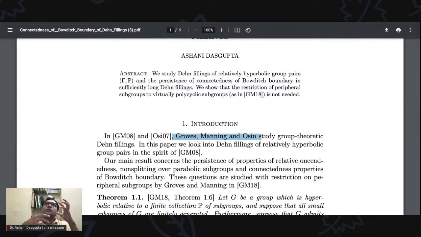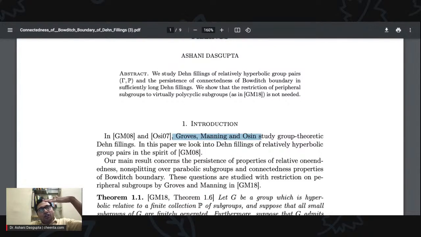In principle, what happens is you quotient out some of those peripheral subgroups and you reduce the complexity. Then you study the boundary of the Dehn fillings. So you had the boundary of the original group pair G and a collection of subgroups of G, P1, P2, P3, let's call them the peripheral subgroups.